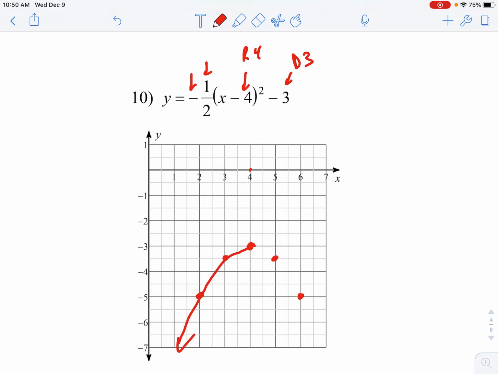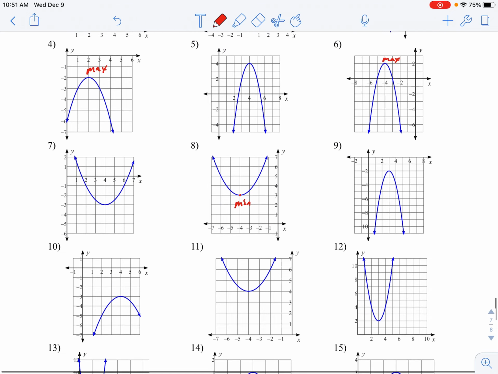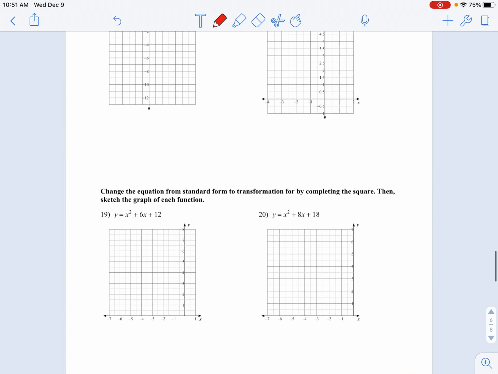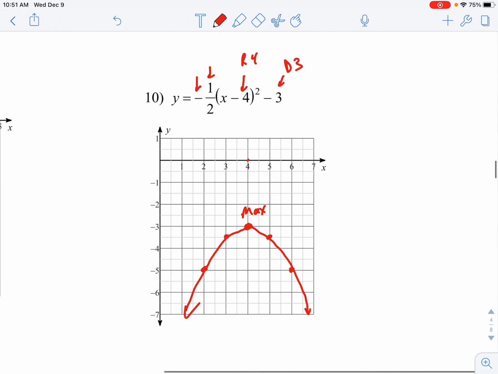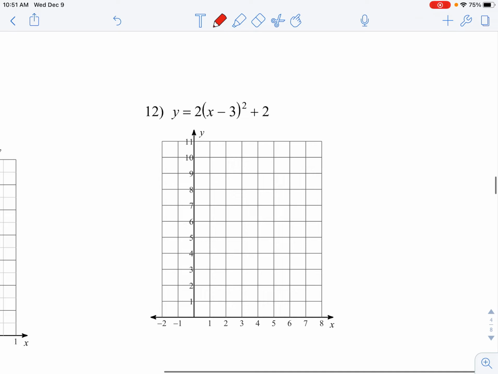And then that's it. And is this a minimum or maximum? That's a maximum. It's the highest point in the whole graph, so call that a maximum. Number 10, right there. And there's our max. Yeah, we're good.